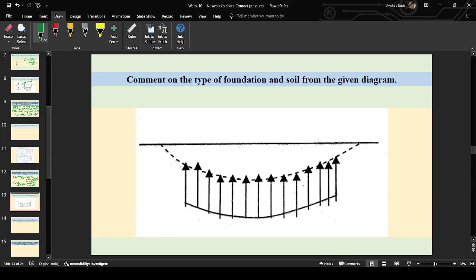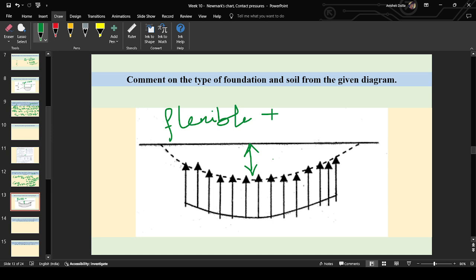Anyway, this question. Now tell me, in this question the settlement is not constant. So is this footing flexible or rigid? Flexible, very good. Now see, the contact pressure is uniform, but as you can see, the settlement is maximum at the center. If settlement is maximum at the center, that means the resistance from the soil is minimum at the center, isn't it?